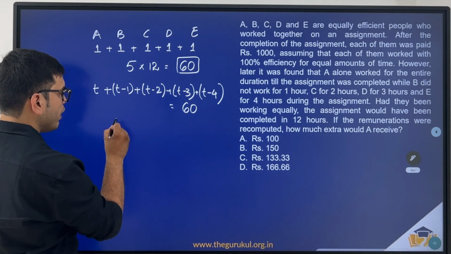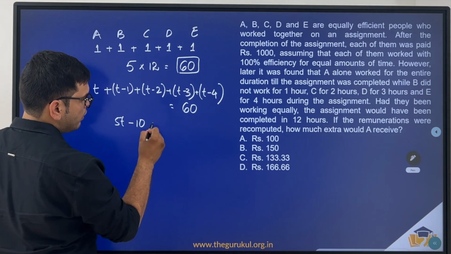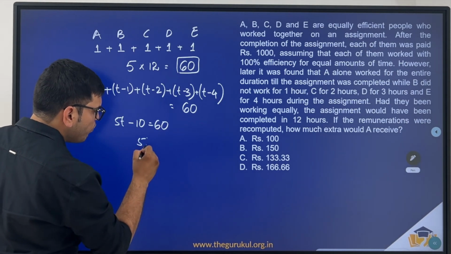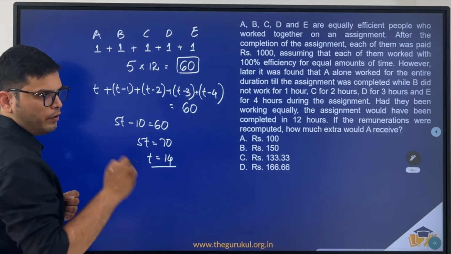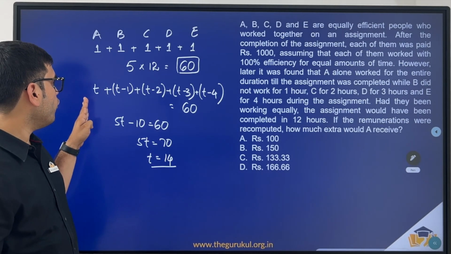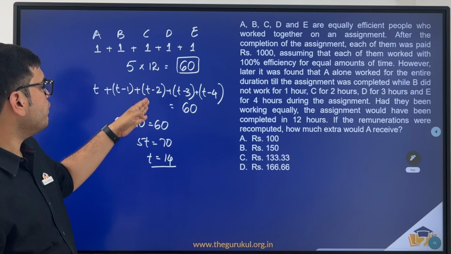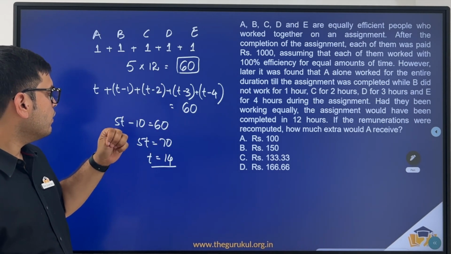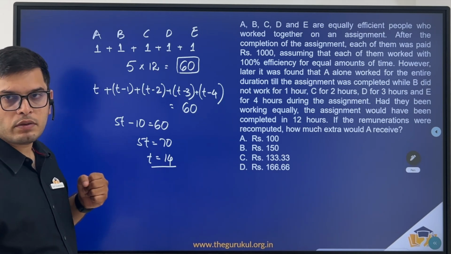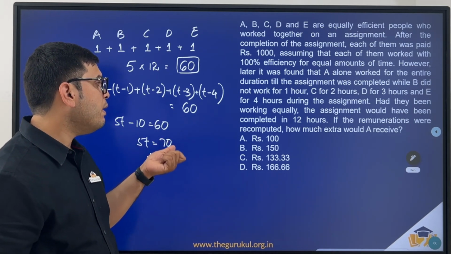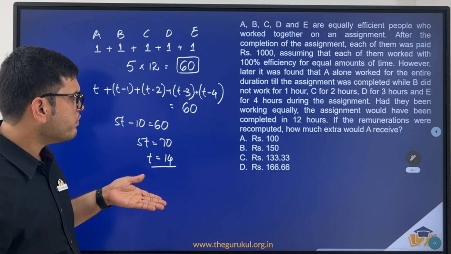So, what do we have? 5t minus 10 is equal to 60, 5t is equal to 70, or t is equal to 14, right? So, A worked for 14 hours, B worked for 13 hours, C worked for 12 hours, D 11 hours, and E 10 hours, right?